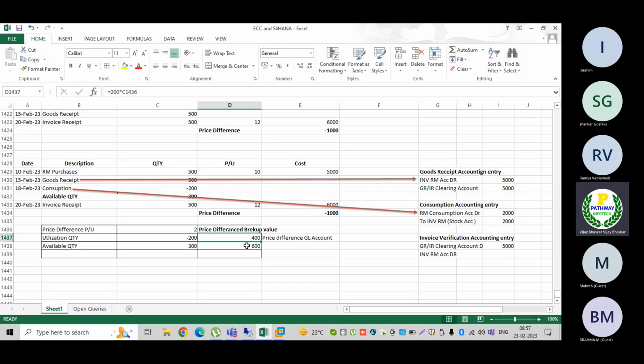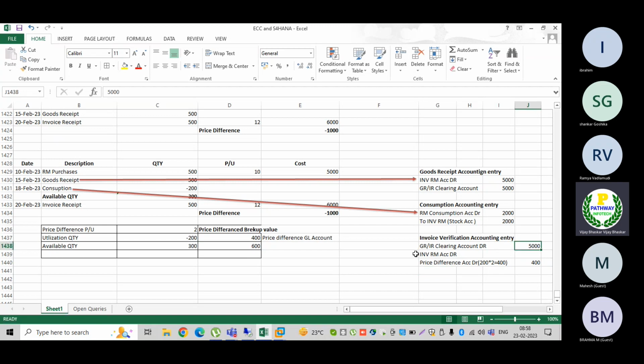Then what about the 600? For this 400 rupees, the price difference account is going to be debited. How do we estimate it? The 200 utilization quantity into 2 rupees. The total is 400 rupees, right? This 400 rupees I am showing here.